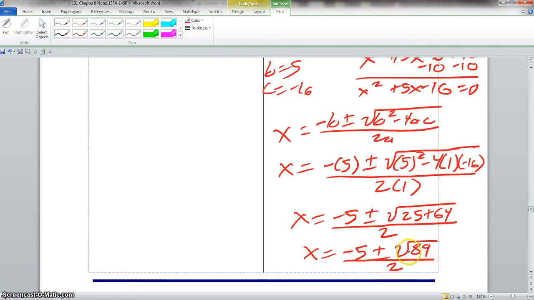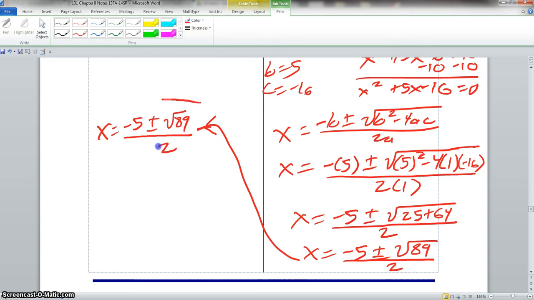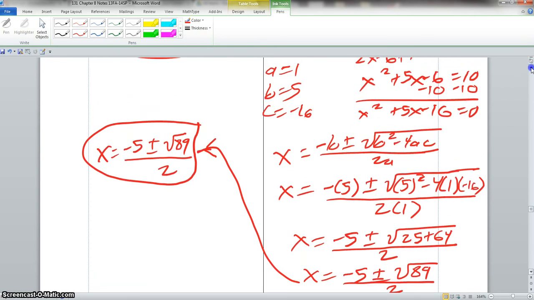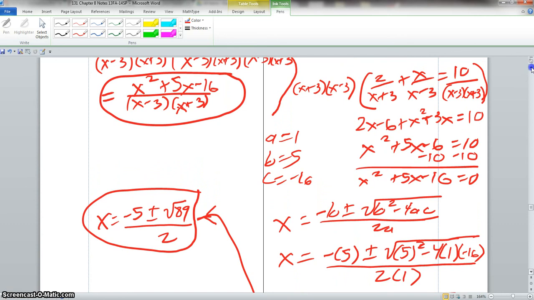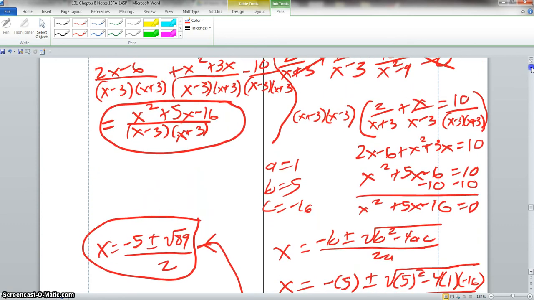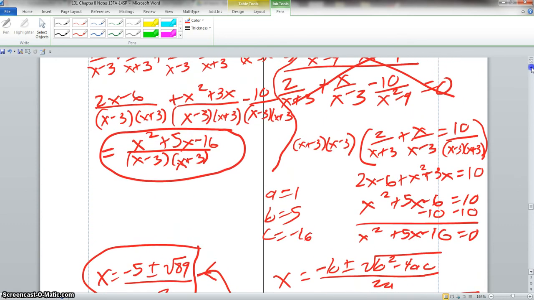Now the square root of 89, we know that that is a prime number. So our final answer here would be x is equal to negative 5 plus or minus square root of 89 all over 2. Now this would not make the denominator equal 0, because the only numbers that would make the denominator equal 0 from the original problem are 3 and negative 3.